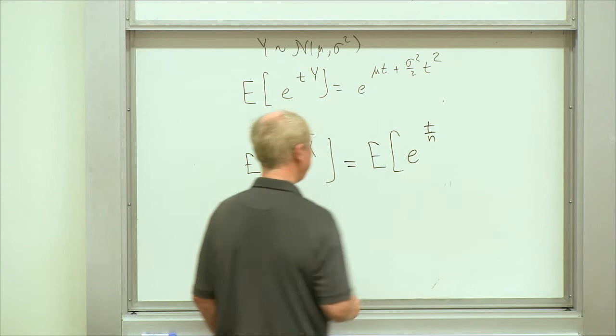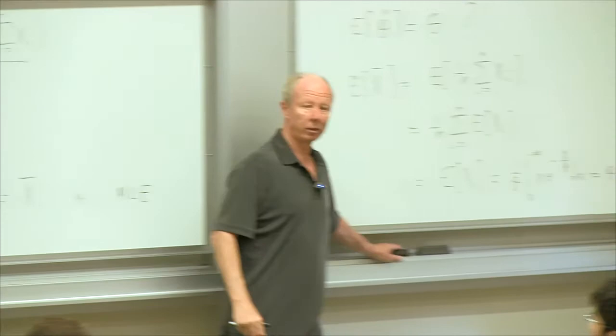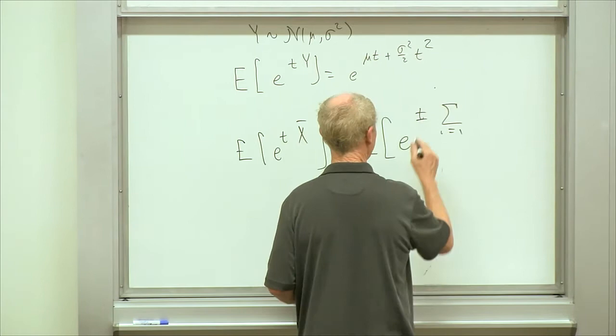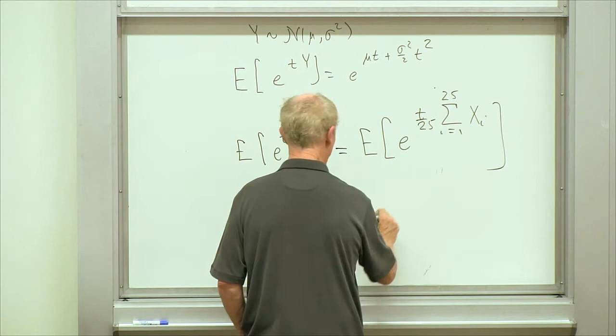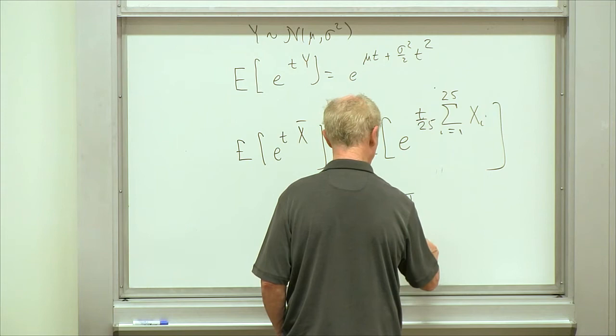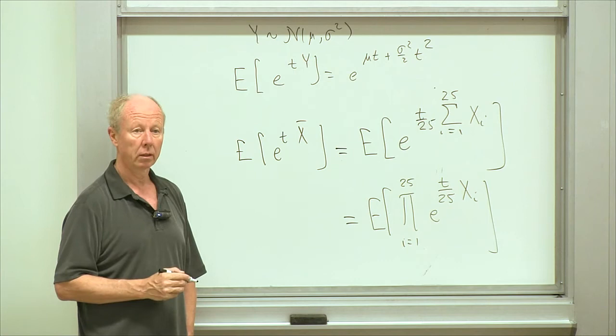I'll sneak the 25 in under the t. Oops, not n, I keep doing n. 25, sorry. Okay. We could rewrite this as expected value of the product, i equal 1 to 25, e to the t over 25 times xi, because e to a sum is a product of the exponentials.